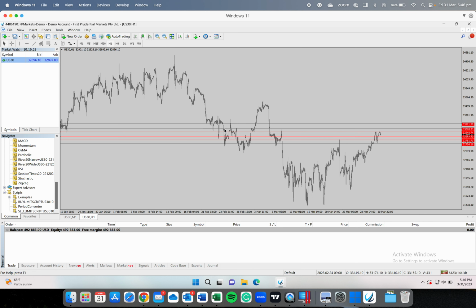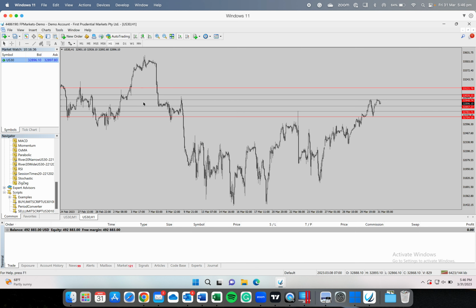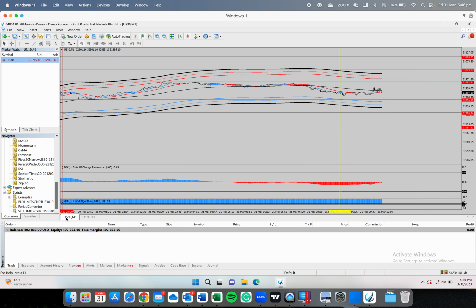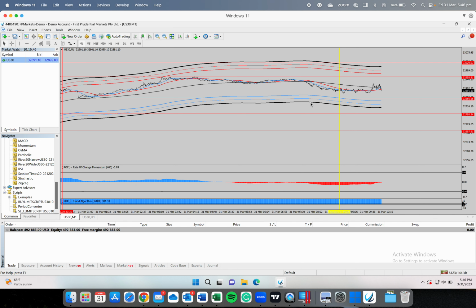I think we have to zoom out and go all the way back here to find this area here, which you can't see. So that's kind of what I've got going on here. It does look a bit of a mess, but it makes sense to me, and that's really all that matters.